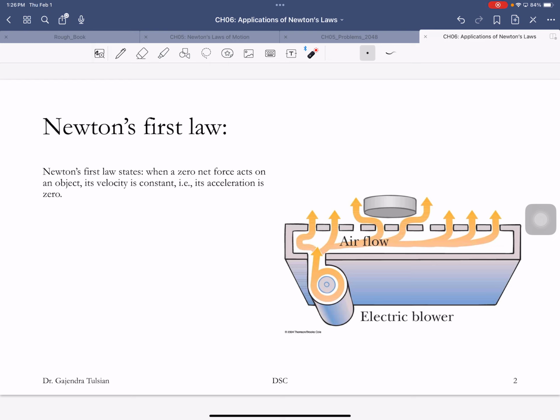Newton's first law is essentially a special case of the second law. This is the second law: the net force acting on an object is equal to mass times the acceleration of the object. And if the acceleration of the object is zero, the net force is zero. And that's Newton's first law. So if there's no net force acting on an object, its acceleration will be zero and velocity will be constant. So that's Newton's first law.